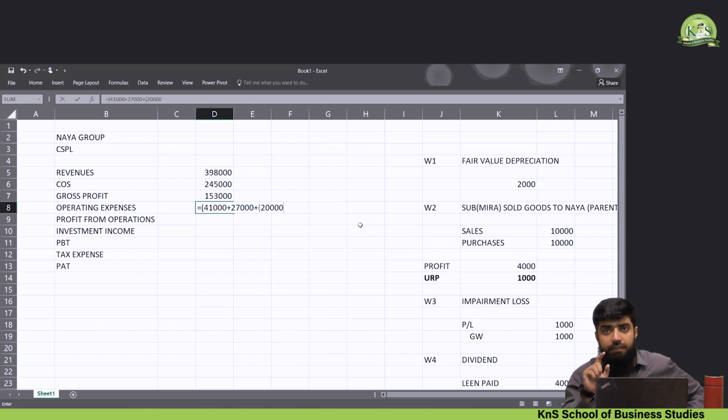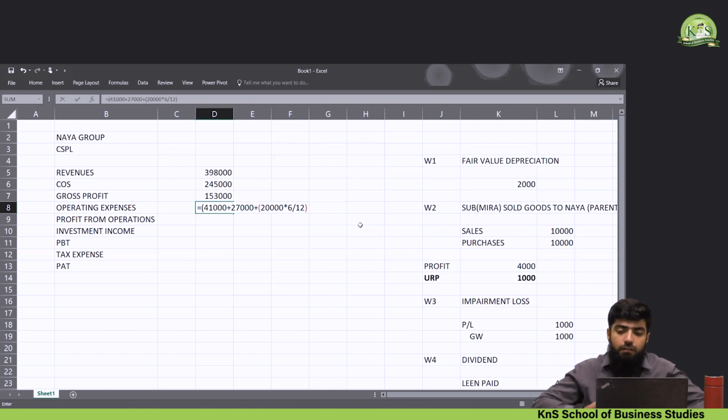But I won't be typing that 10,000. I need to use the formula. I need to show all the calculations to the examiner. So 20,000 multiplied by 6 and divided by 12. That is not the adjustment, but that is the operating expenses of the 3 companies we have accounted for.